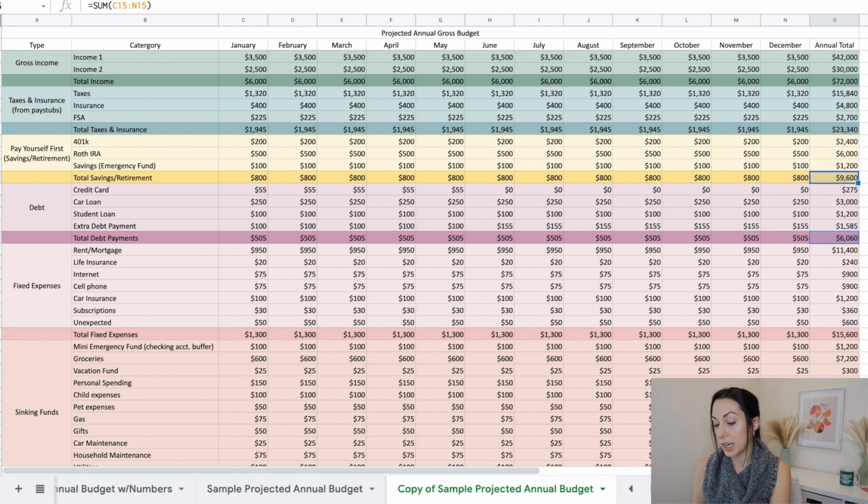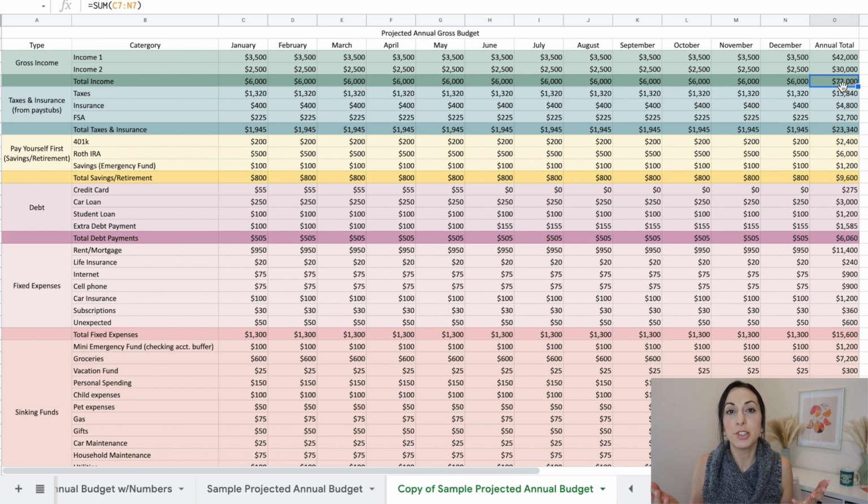$15,660. So right now we've got $15,660 going towards financial goals this year on a total income of $72,000. So if we take $15,660 divided by 72,000, we get 0.21666666. So that is 21.6 or 21.7%.